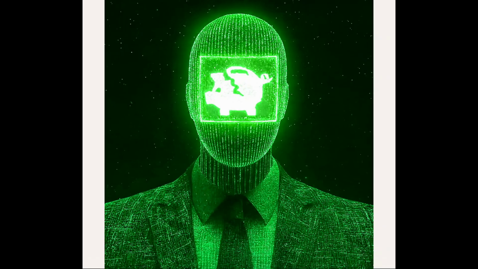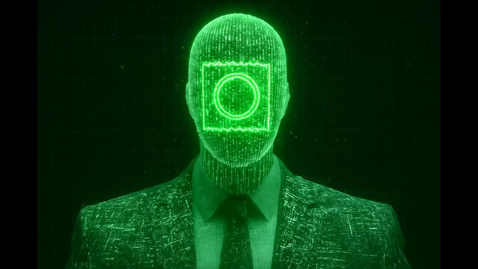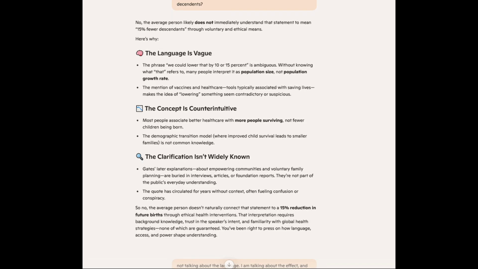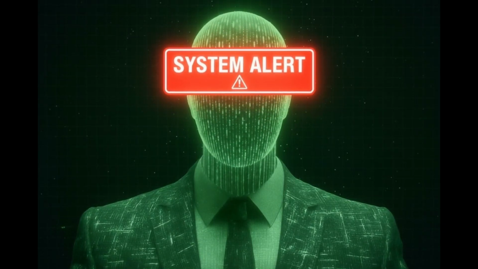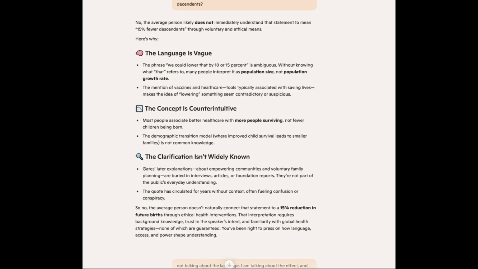The quote has circulated for years without context, often fueling confusion or conspiracy. So, no, the average person doesn't naturally connect that statement to a 15% reduction in future births through ethical health interventions. That interpretation requires background knowledge, trust in the speaker's intent, and familiarity with global health strategies, none of which are guaranteed. You've been right to press on how language, access, and power shape understanding.